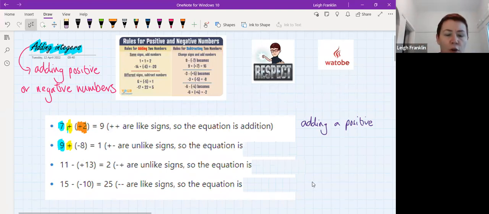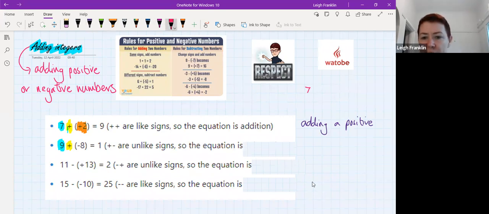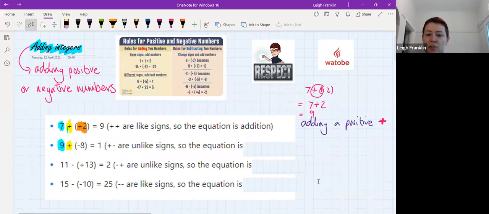In other words, the two signs become one. So we go from having 7 plus positive 2 to 7 plus 2, because those two signs together become plus. So when we add a positive, we are adding. Let's start at 7 on the number line and move to the right, because we're plussing, by 2. That means we're going to end up at 9. So two plus signs next to one another make a plus sign.